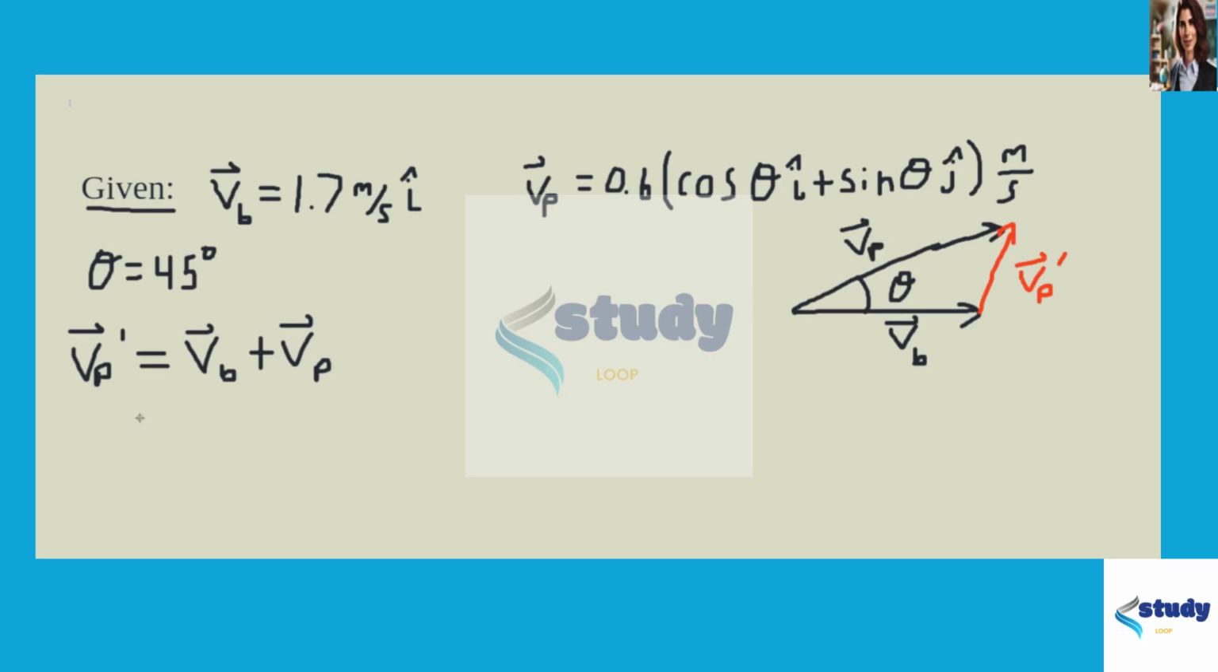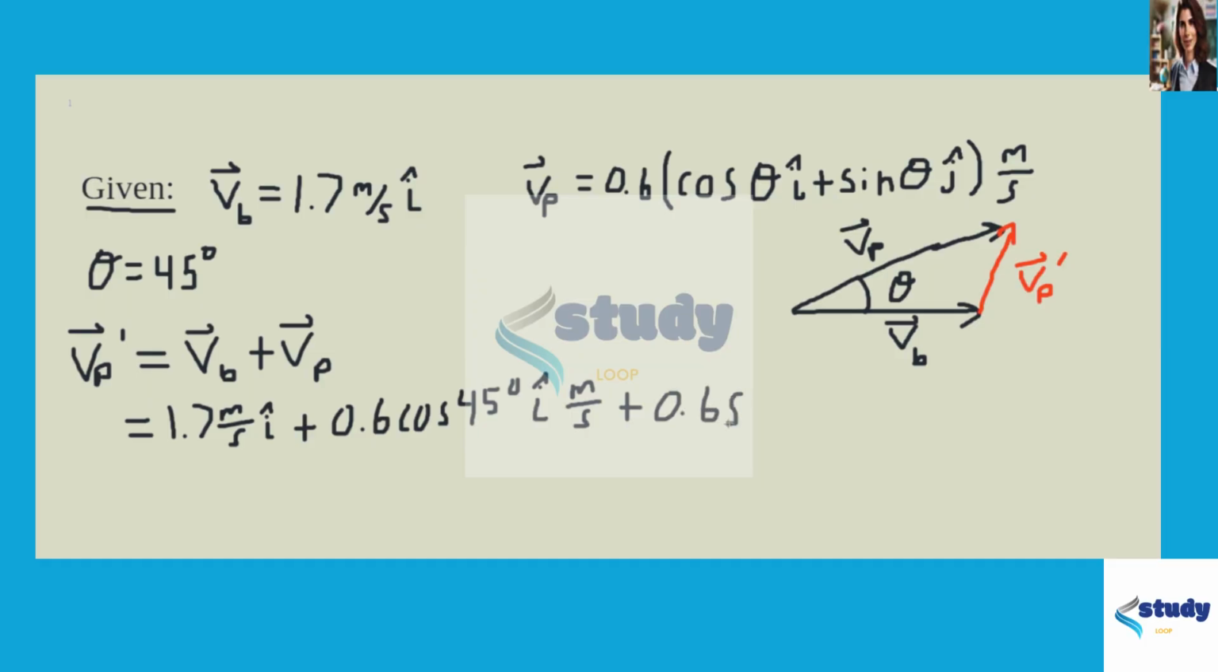Okay, so if we plug in everything we have, we find that this is equal to 1.7 meters per second in the i hat direction, plus 0.6 times the cosine of 45 degrees, also in the i hat direction, plus, well, it's all going to be in meters per second, so let's write out our units, meters per second, plus 0.6 now times the sine of 45 degrees, and that's going to be in the j hat direction. It's also meters per second.